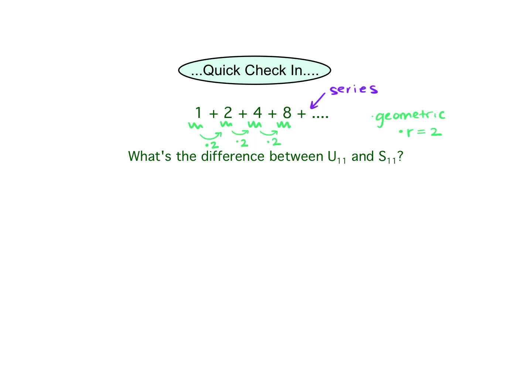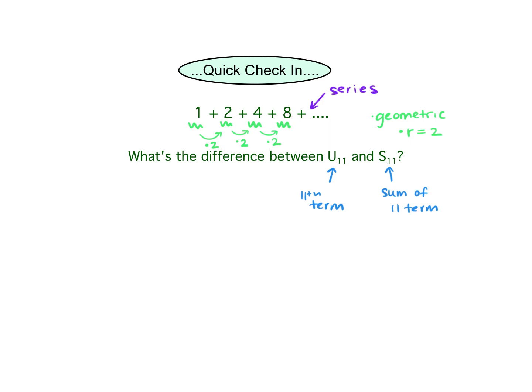So what's the difference between U sub 11 and S sub 11? With the U, I'm looking at the specific term. So this is asking me to find the 11th term. Versus S sub 11, this is asking me to find the total of the 11 terms. So adding up the sum of those first 11 terms.